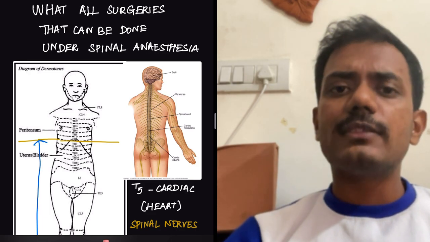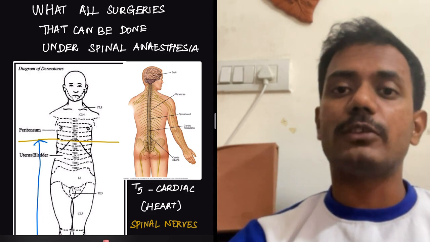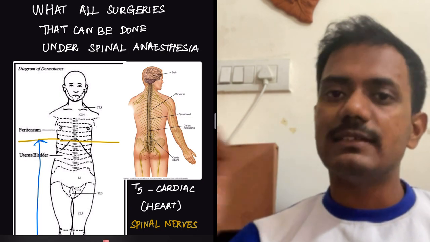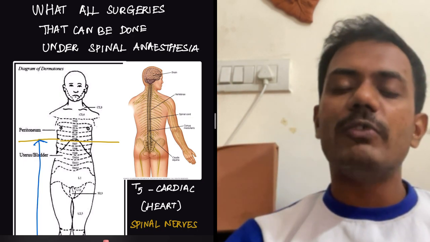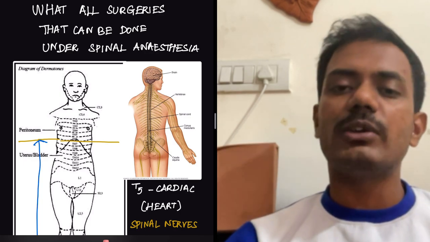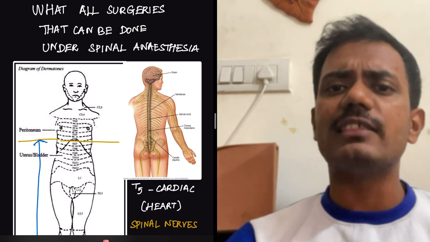So for doing a surgery, why do we need anesthesia in the first place? Whenever a surgery is done, it produces pain, so we need to get relieved of the pain. That's why we give anesthesia. So where does the pain come from?